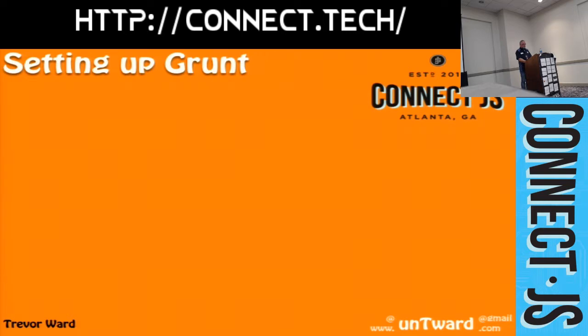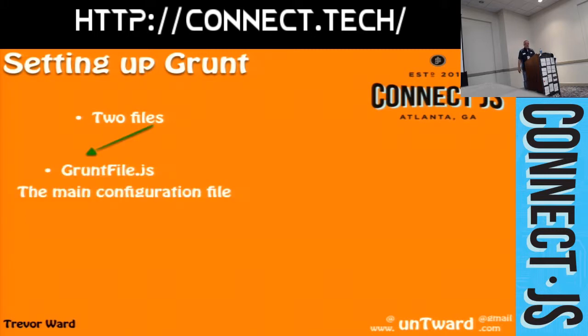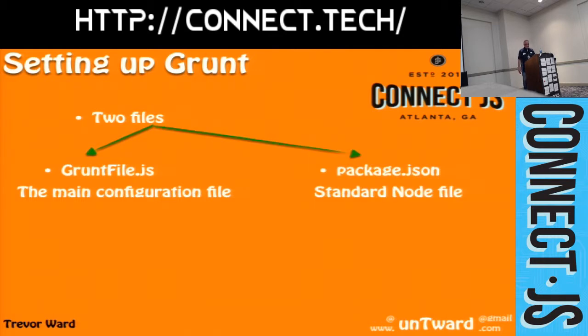Setting up Grunt. How many people have used Grunt? Those who have will know that there's two files, predominantly. The Gruntfile.js, which is where all the configurations for the jobs and tasks you want to run are set up, and the package.json, which is the standard node package file containing your dependencies and Grunt names, etc.